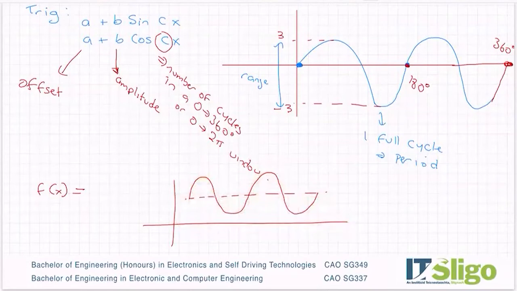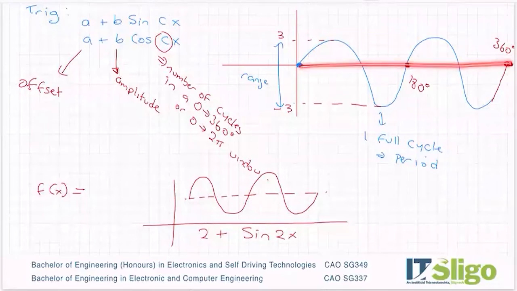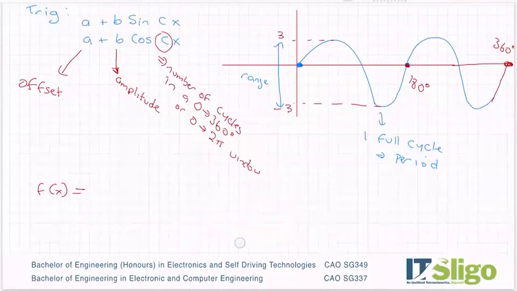So in this case, this one would have an offset called A, so it could be 2 plus sine 2x or whatever. This one, I've got no offset, so I have no A. I hope that makes sense. That's where the offset comes into it. And like I said, we'll do questions on all of this. This is just, I suppose, the background to it.